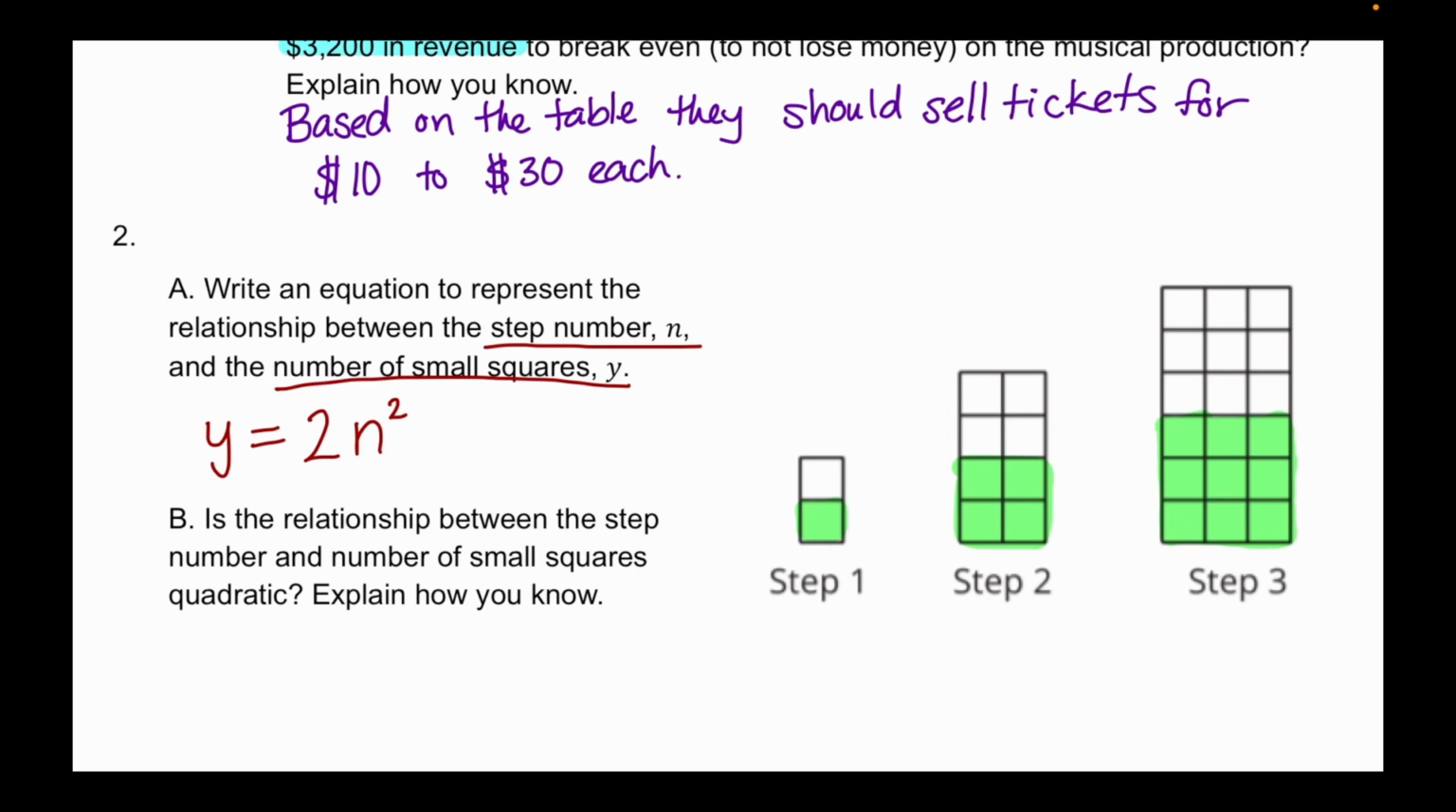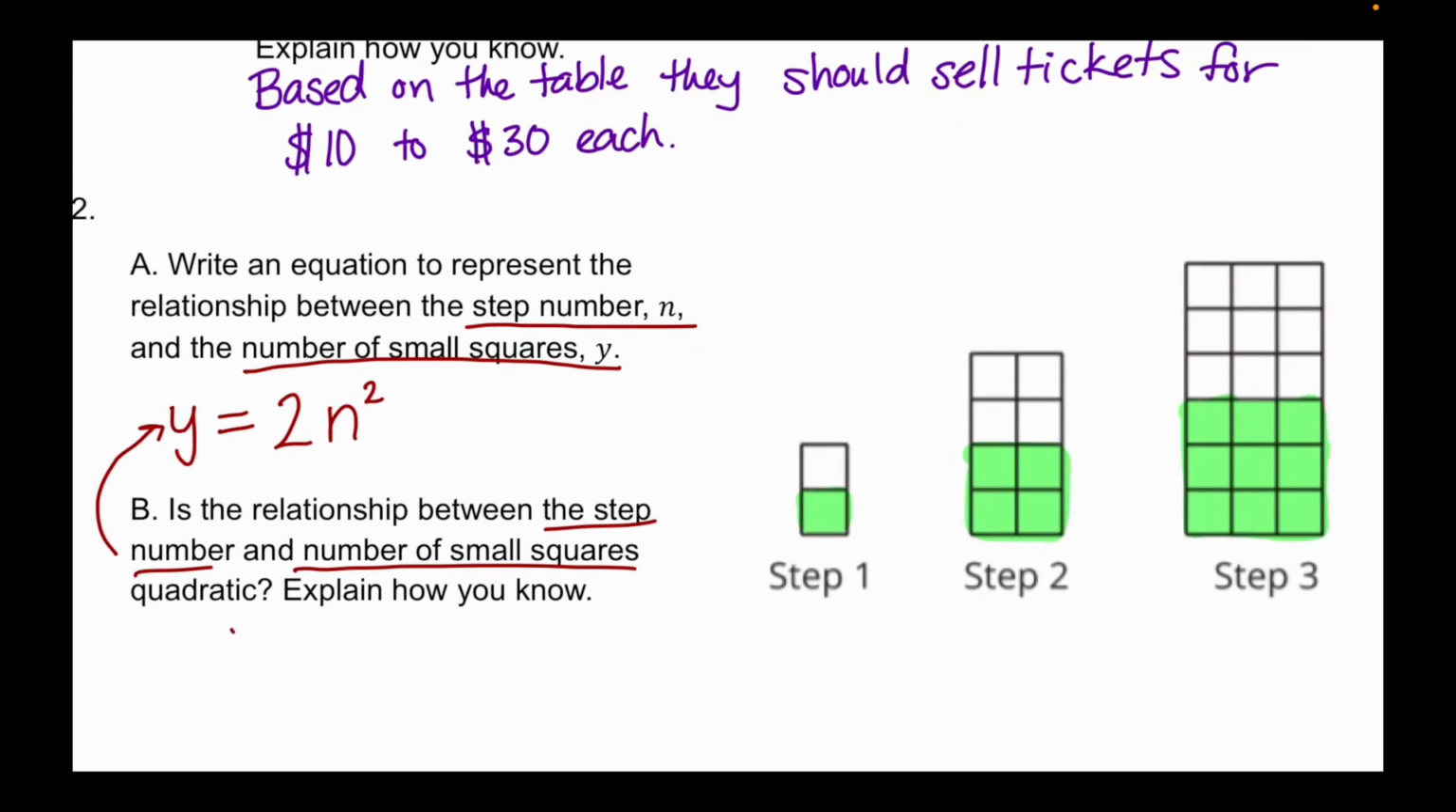And you can check this by plugging in 1, plugging in 2, and plugging in 3, and I promise it works out. Now, the second part of this, part B, says, is the relationship between the step number and the number of small squares quadratic? So basically, is this quadratic? And then explain how you know. Well, it's still quadratic. Even if I have 2 quadratic patterns happening at once, it doesn't mean they're not. So I would say yes.